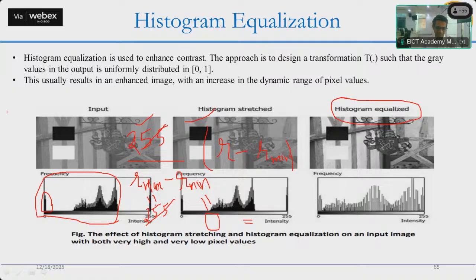Some people had been saying, see, there is no change in this histogram, even though it is clearly here. People had been guessing, but here there is no change. They are exactly the same. Only the name has been changed. Only the input and histogram stretched has been written.